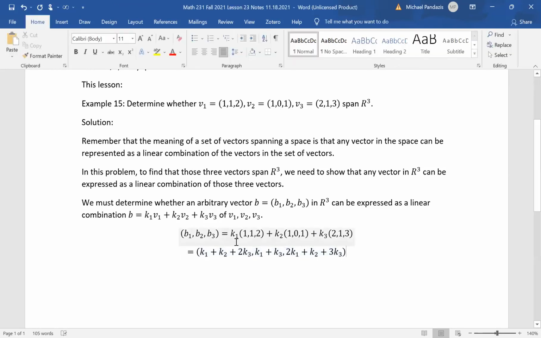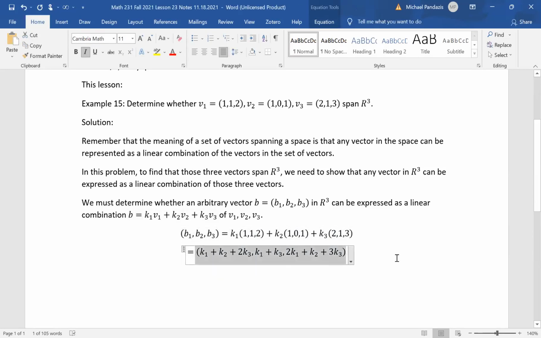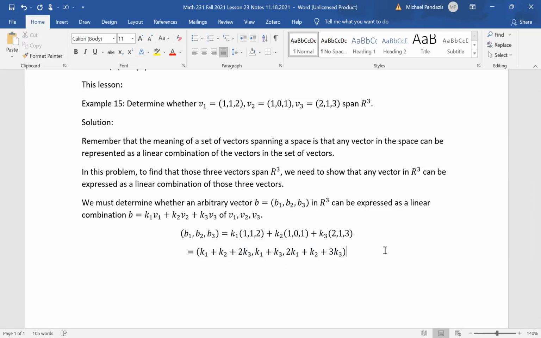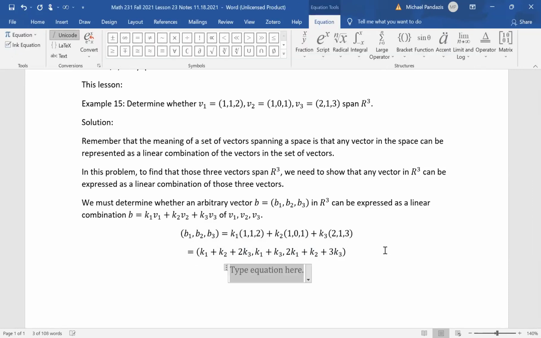And so you're just finding each component one at a time, right? So 1 times K1 plus 1 times K2 plus 2 times K3 would be the first component, and then you find the second and third. So the components on the left-hand side are equal to the corresponding components on the right-hand side. And so from this one vector equation, you have 3 corresponding equations, one for each component, setting the components on either side equal to each other.